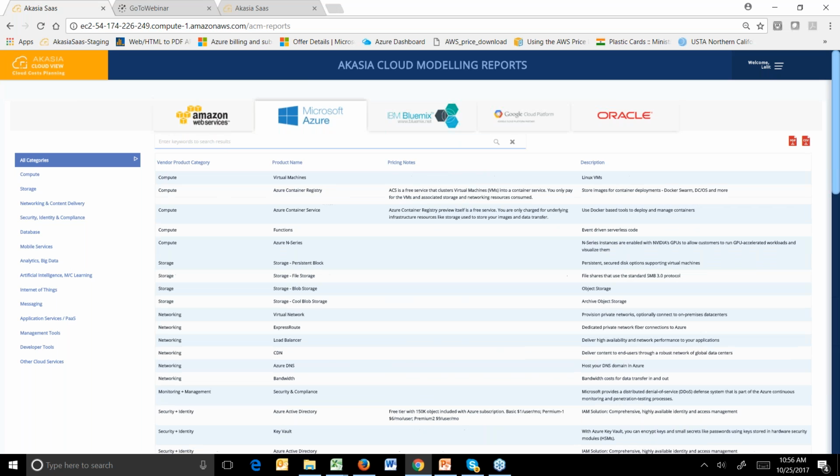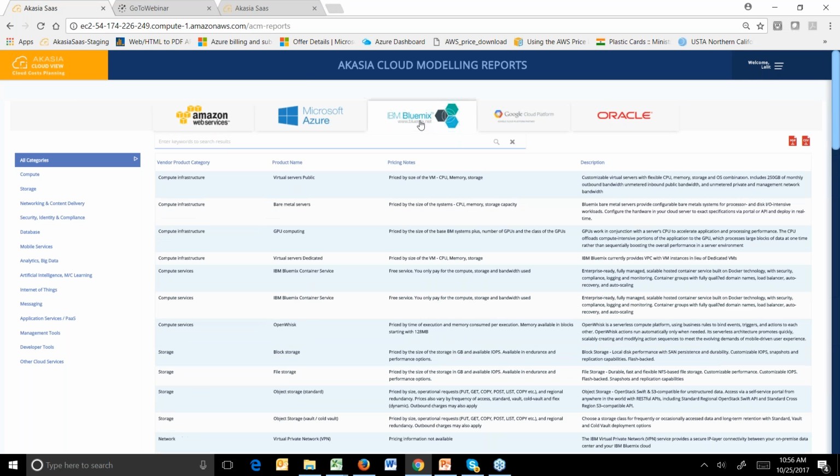You can see the same thing for Microsoft. You can see the same thing for Google and IBM as well. So this is something that we will be rolling out in about 2 weeks, something that you may be interested in as you start thinking about brand new cloud activities.